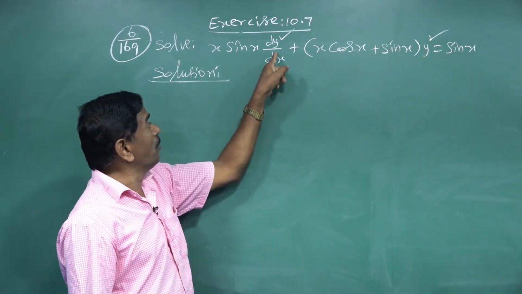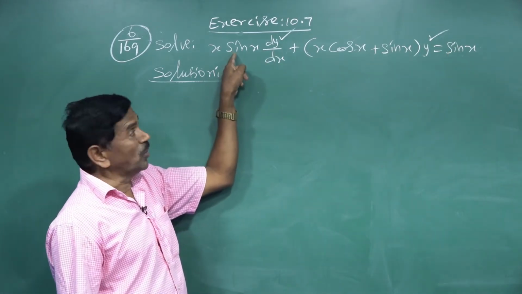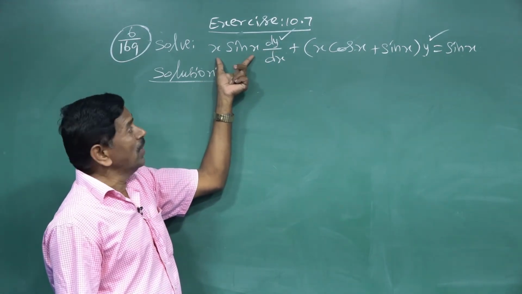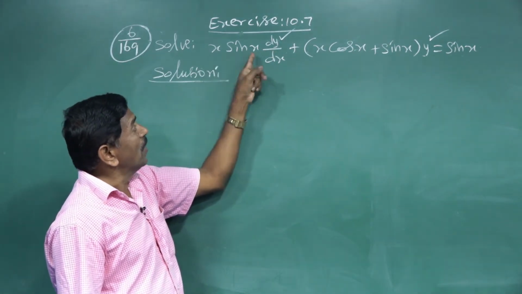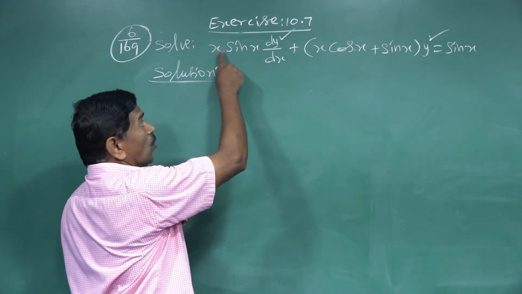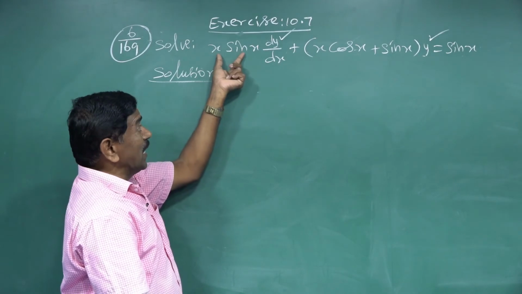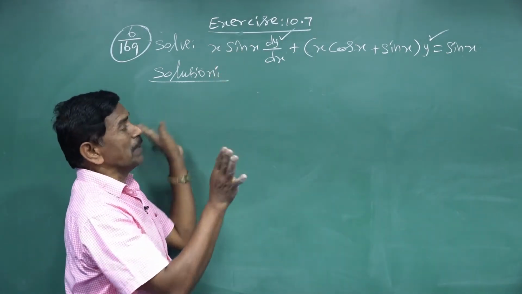But in the standard form the dy by dx coefficient should be 1. So to make the standard form, this x sin x is not needed. That is why, to eliminate it, divide by x sin x on both sides. That's all. So that is step 1.